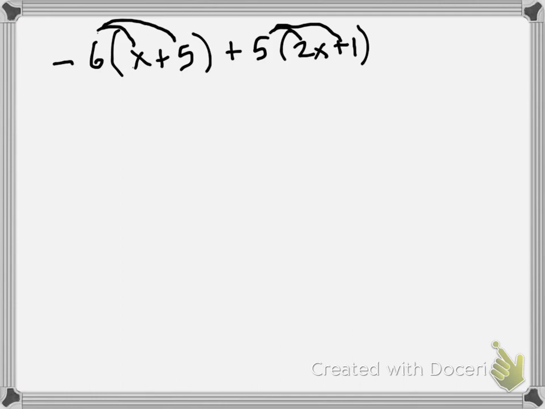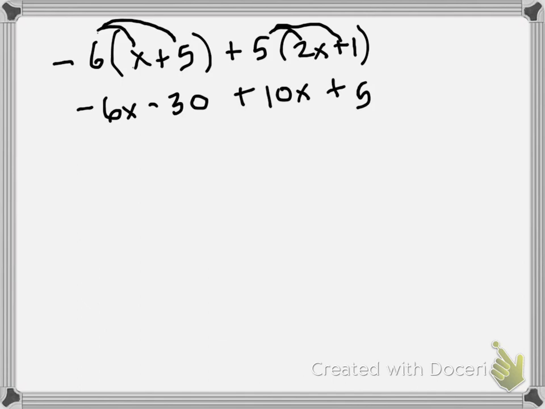First, -6 times x is -6x. -6 times 5 is -30. Over here, +5 times 2x is +10x, and then +5 times +1 is +5 as well. Next, what we're going to look for is what we call like terms. Like terms are terms that have exactly the same variable parts. If you have like terms, you can combine them. If you don't have like terms, then you just have to leave them separate.